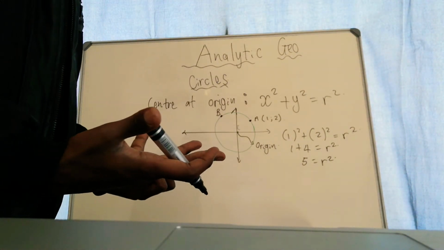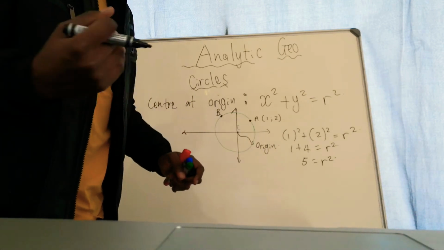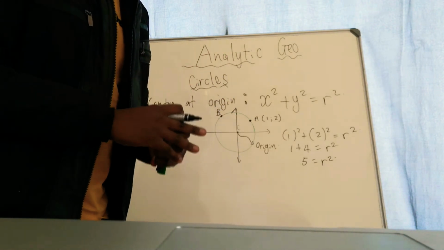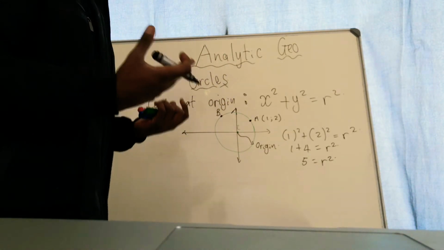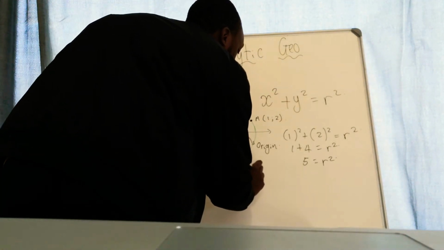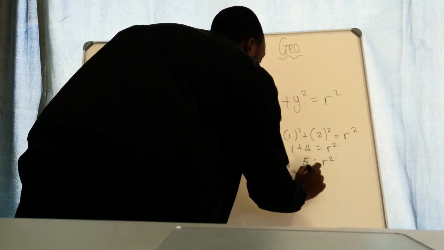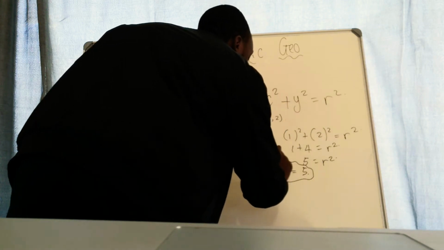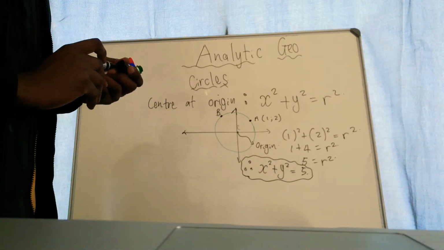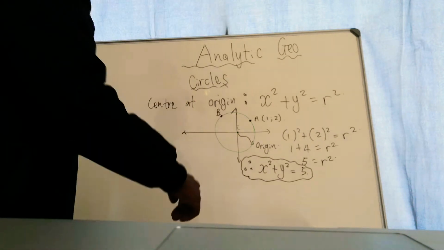So now we found our r squared value. Guys, you don't need to square root this value. It's only if you asked for the radius. If you ask for the radius, then by all means square root that value. But if you just asked for the equation, you don't need to square root that value, because therefore your equation is x squared plus y squared is equal to that same very r squared value, which is 5. So that is the equation of this circle. Got it? So now let's move on.